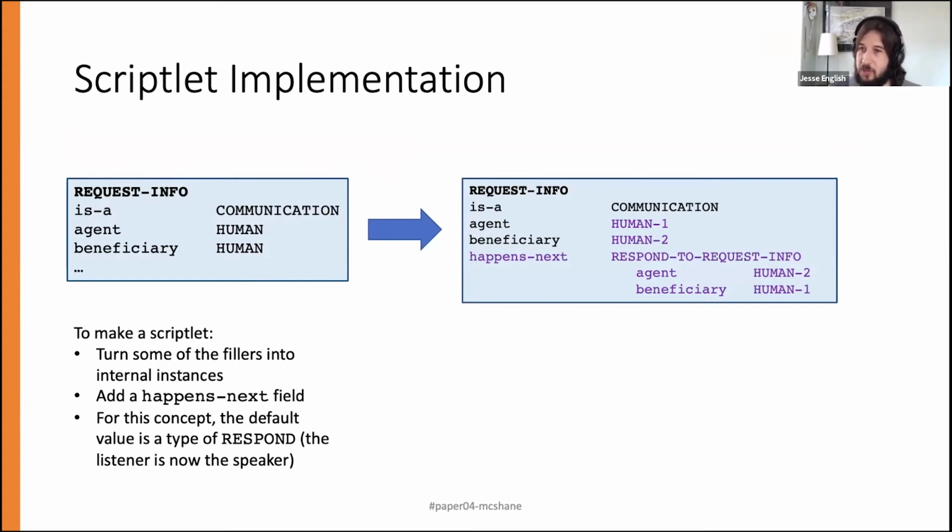But just in the scope of request info, we say, no, the agent and the beneficiary, they're two different people. And the thing that happens after requesting info usually is a respond to request info where the agent and beneficiary are reversed. The person who asked the question is now the one who's receiving the answer. And so we'll just throw that in there and say, look, this is not very much, it's not arduous to develop this. We'll put that in there.